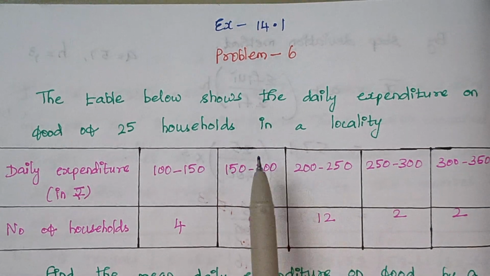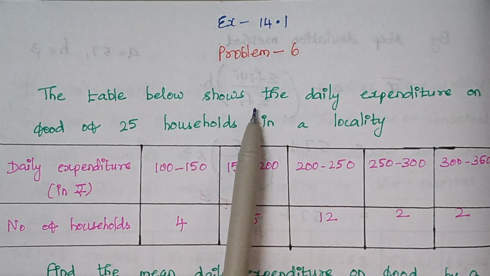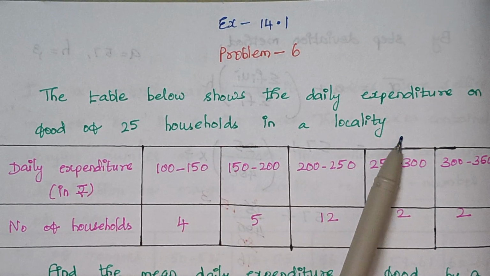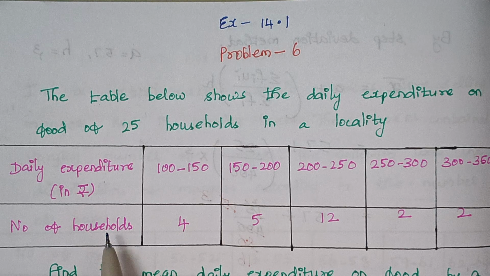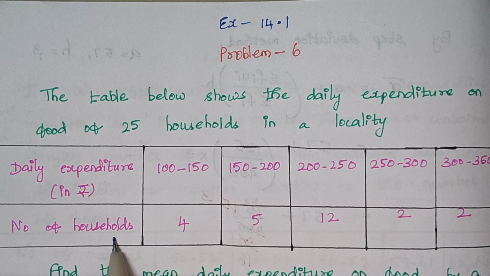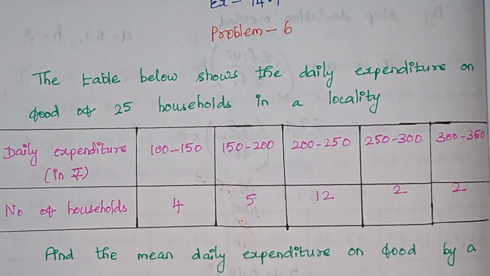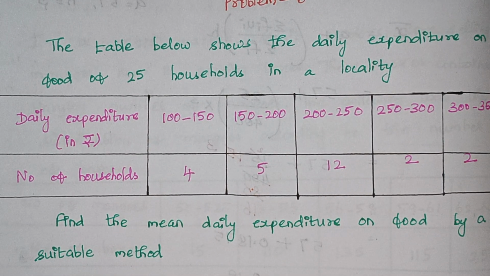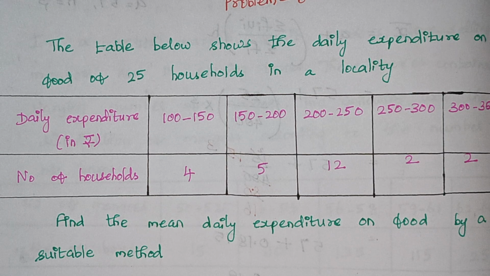Here the problem is: the table below shows the daily expenditure on food of 25 households in a locality. This is the daily expenditure, and the number of households is given. We are going to find the mean by a suitable method. In this problem we can select our own method. First I start with the step deviation method, then later I solve the same problem using the assumed mean method.